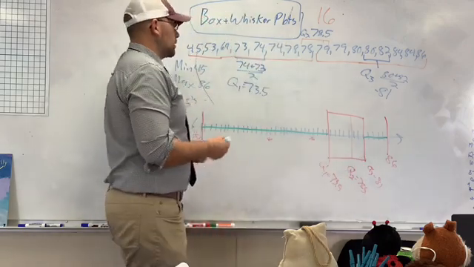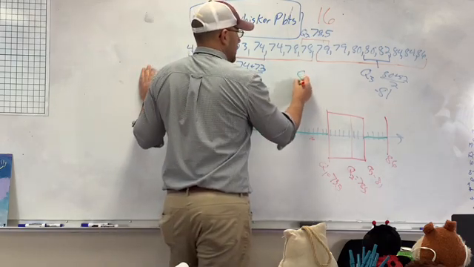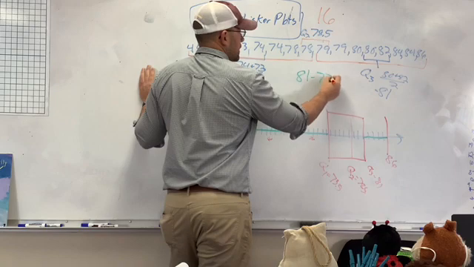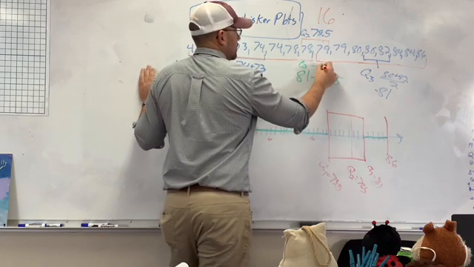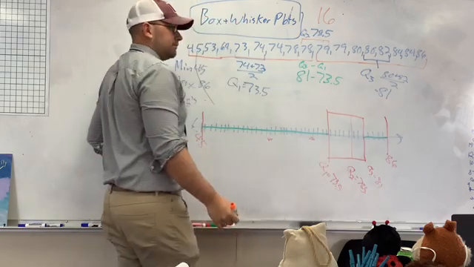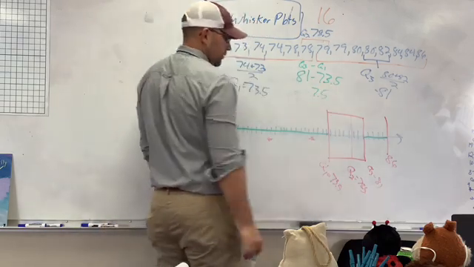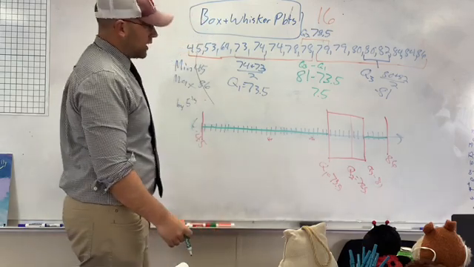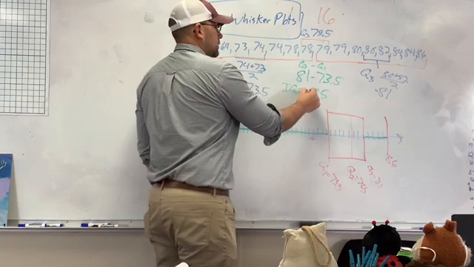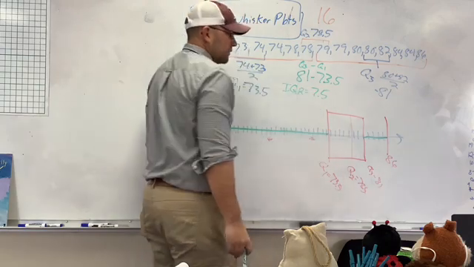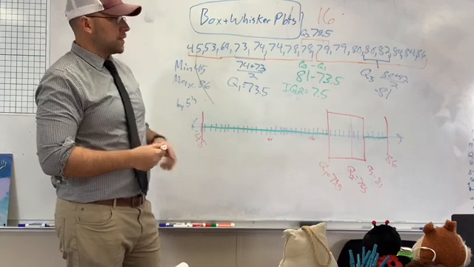So my IQR here should be Q3 minus Q1. So that's 81 minus 73.5. And that is, what, 7.5? Yeah, so my IQR is 7.5. And this is 7.5 in between them, so we did it right. Now this is how you do a box and whisker plot.